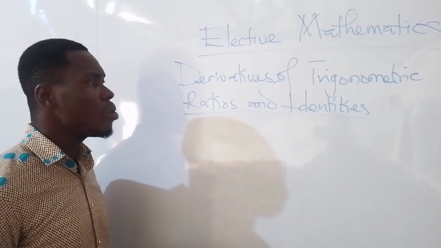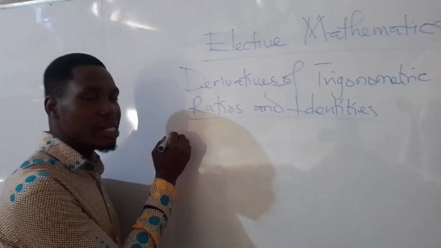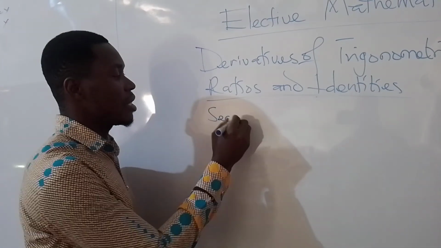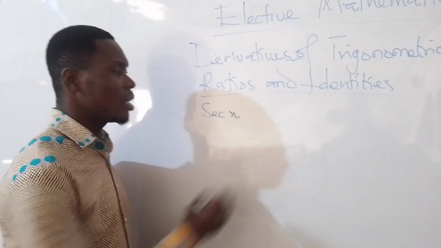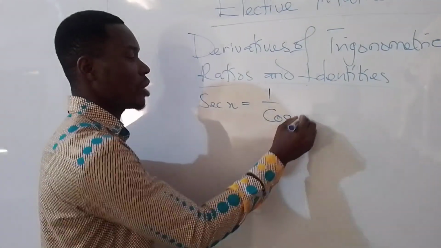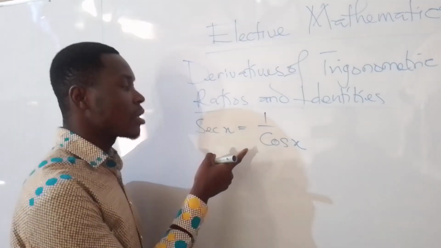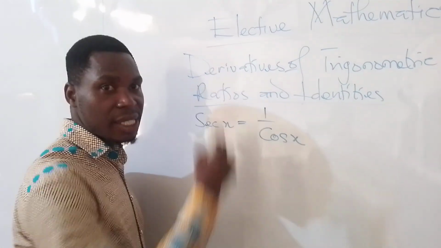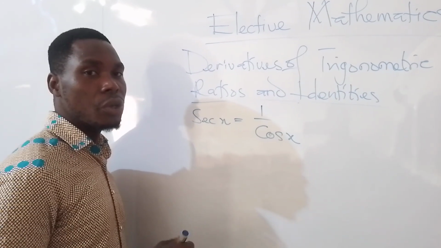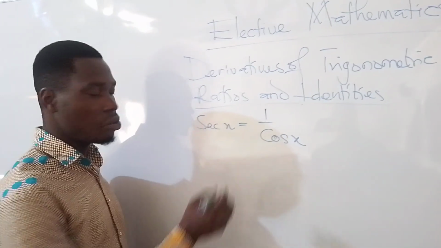So today I want to look at the derivative of sec, which we also call secant. You know that sec x is the same as 1 over cos x. So when we mention sec x, it's not anything new. It's just the same as 1 over cos x. So how do we find the derivative? We use a rule which we call the quotient rule. What does the quotient rule say?